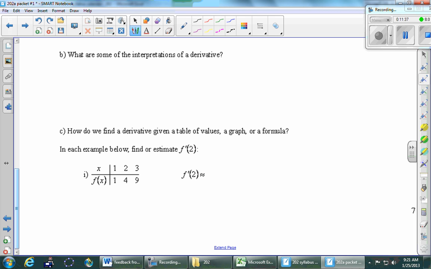Okay, so come back to the interpretations. Can you guys work on this next part C? We're looking for a derivative in several different ways, given a table. On the next page, you'll see given a graph, and then finally, you'll see given a formula. So chat with your neighbors, see if you can estimate or calculate exactly the derivative in 3 different ways.